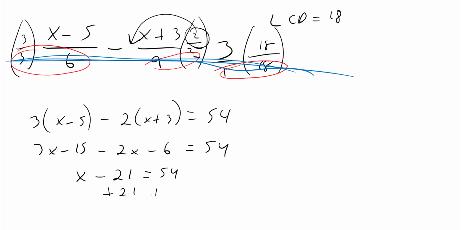Add 21 to both sides. So x is equal to 75. There we go. That's your answer. Okay, it's not bad, right? It's pretty easy. Okay, let's try another one. Let's go with (x plus 7) over (x minus 3) is equal to 2/3. Okay, what do you do?